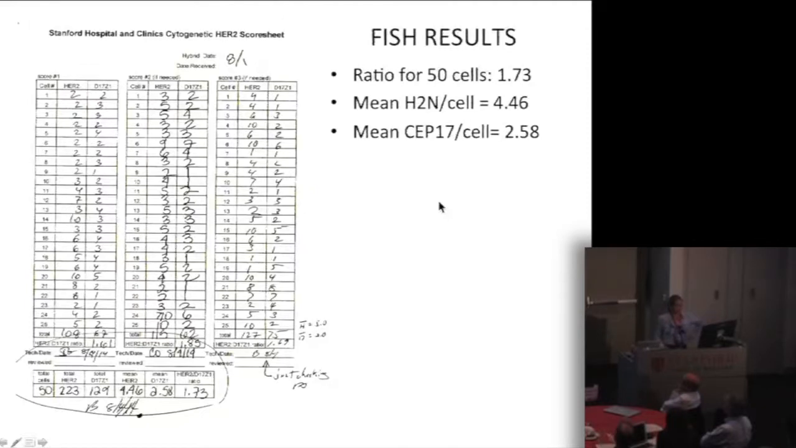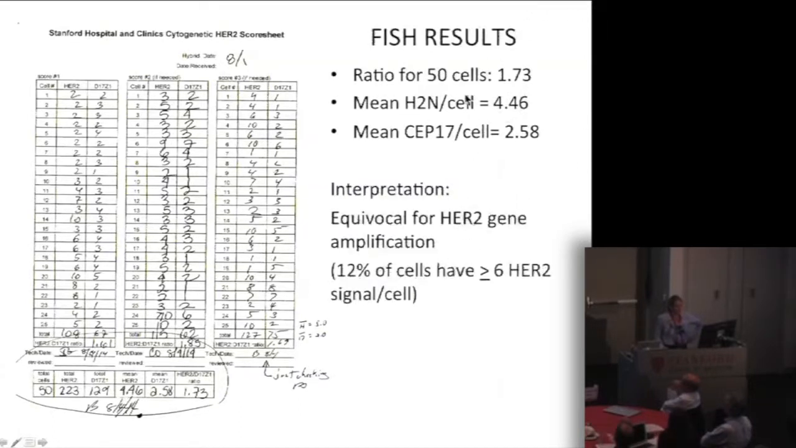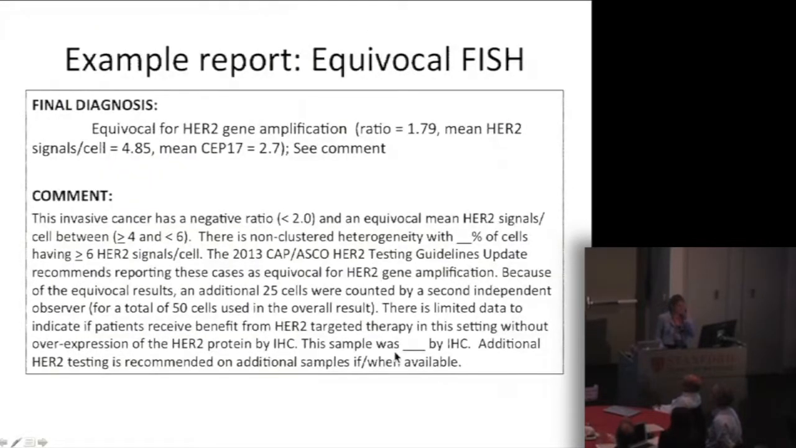We did our FISH testing, and she was negative by ratio and was essentially equivocal because she had intermediate range HER2 signals per cell. But when you looked at the counting spreadsheets, you could count, well, 12% of her cells are amplified. She's got some in here with 10 HER2 signals per cell. I mean, these are amplified cells in this background. So we have standardized ways we're reporting cases like equivocal HER2 by FISH to mention what percent of the cells in there are actually HER2 positive, because that may bear some relevance.